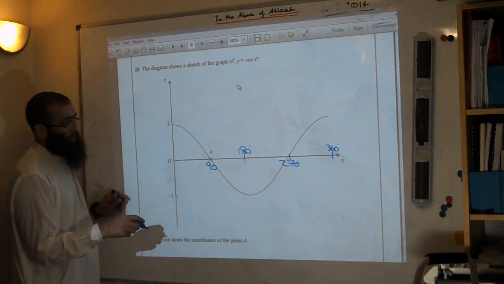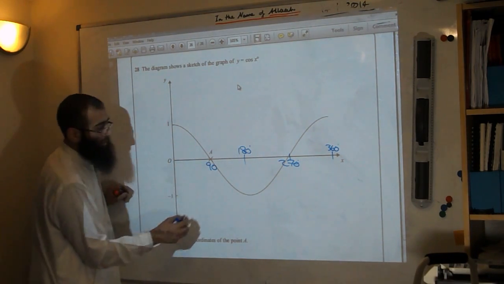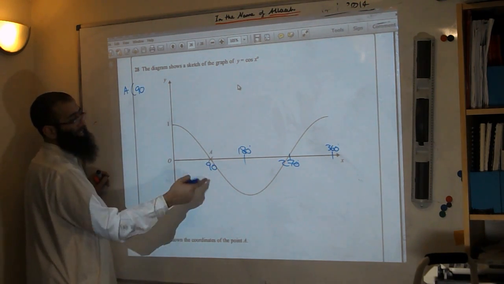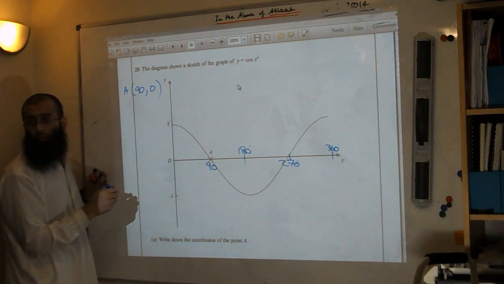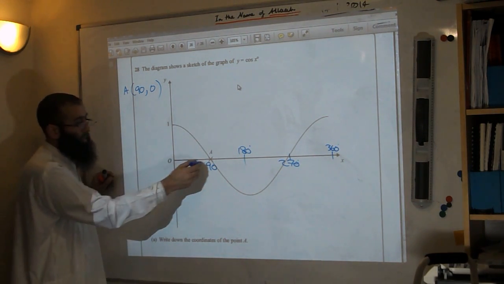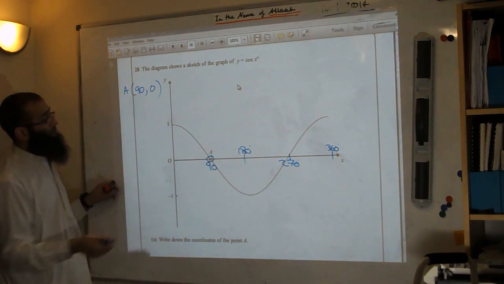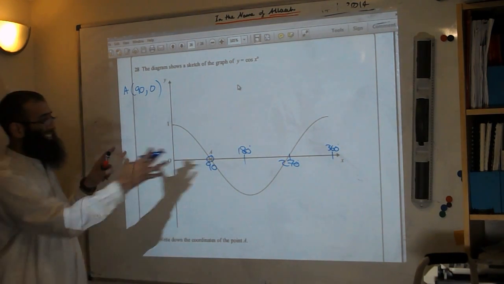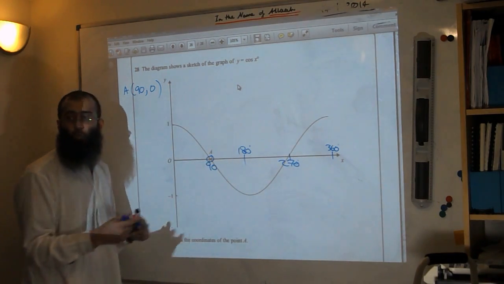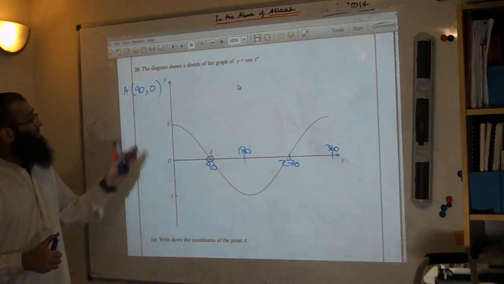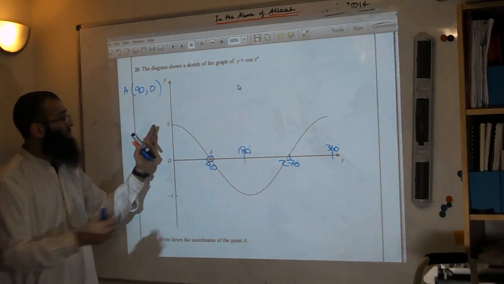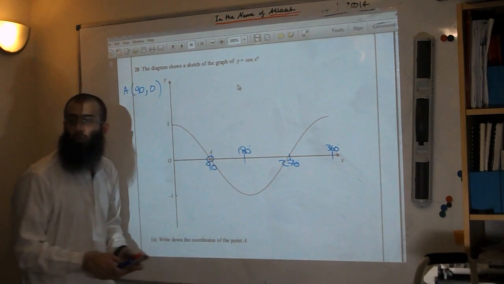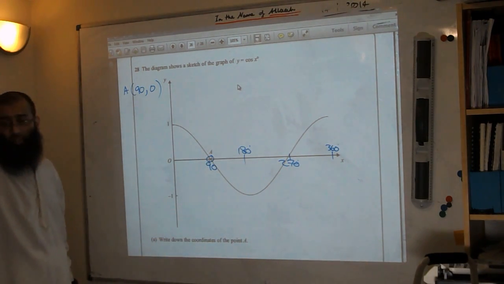So Hamza, the coordinate of A is going to be 90 along the x, and how high is it? Nothing. It's on the x-axis, so it has a height of 0. We've done it nice and quickly because we understand what these numbers are. You must learn those. You should know that's one cycle, and the cycle goes from 0 to 360 and 180 and so on. Okay, the next question.